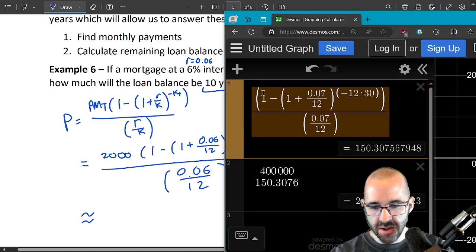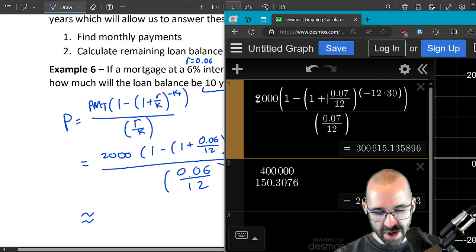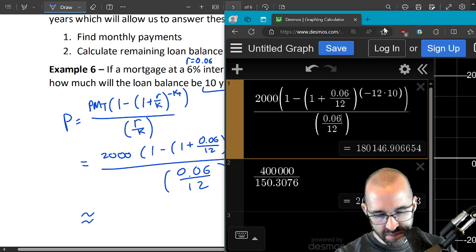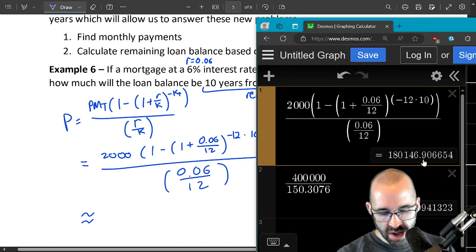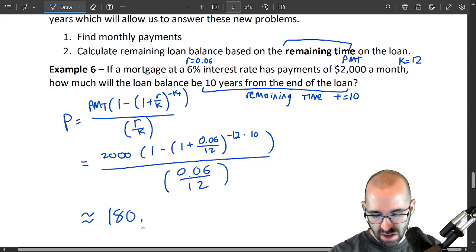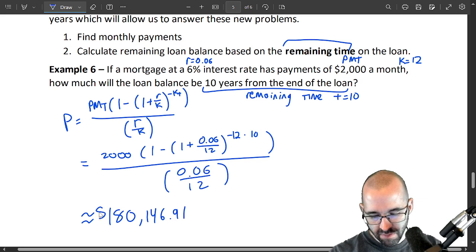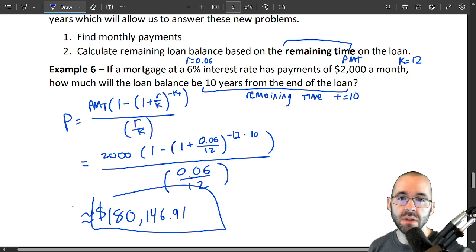All right, so the payment is that 2,000. Whoa, I don't want to type that all in again. 2,000 times 1 minus 1 plus 0.06 over 12, to the negative 12 times 10 years left. This is going to be 0.06. Then we're going to double check to make sure everything matches. Looks pretty good. $180,146.91. That's it. We're done. That's how much is left on the loan.